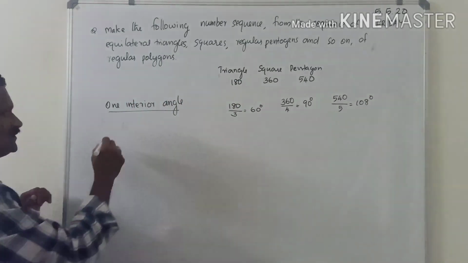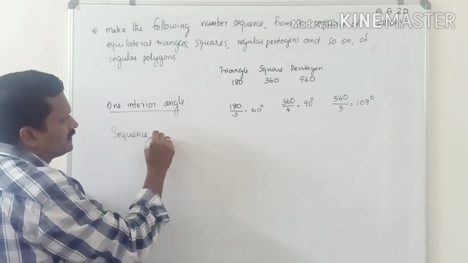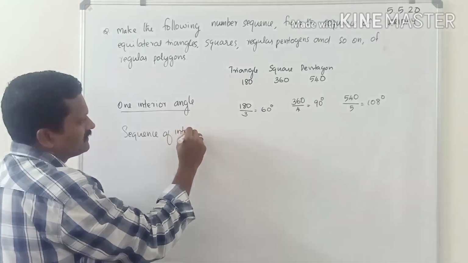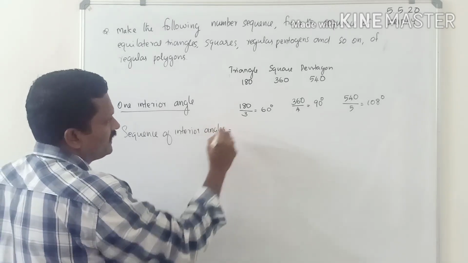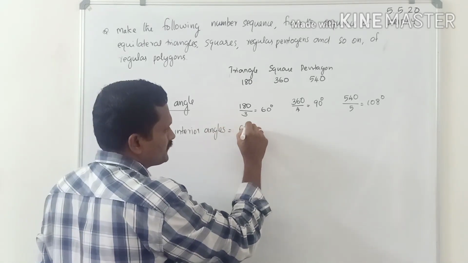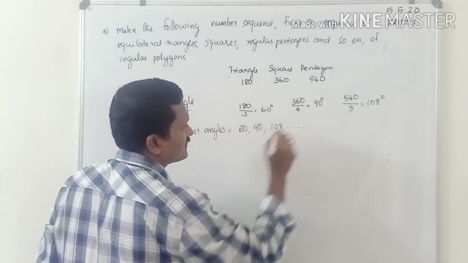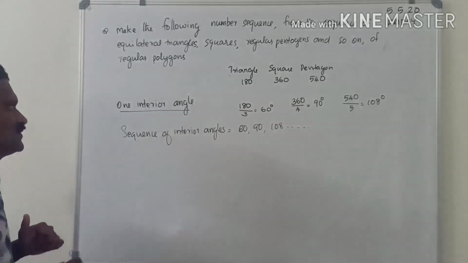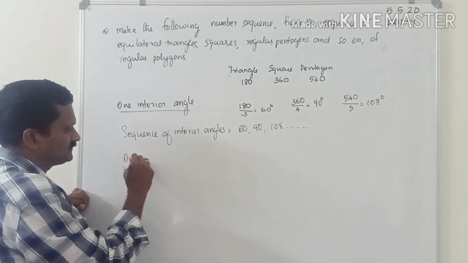Therefore, the sequence of interior angles is 60, 90, 108, etc. And the last question, the sequence of one outer angle.